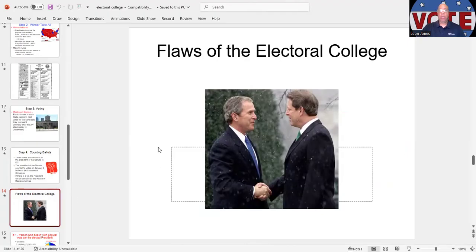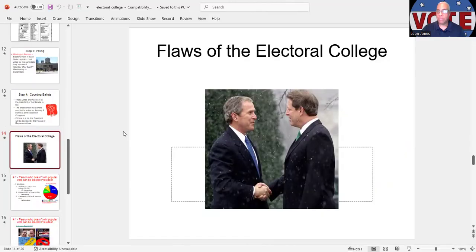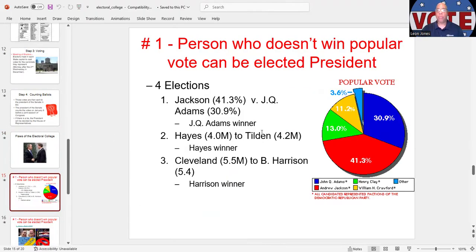Now, with the Electoral College, there are flaws with it, but that's okay. There are flaws with everything. But as long as it's effective, then we're going to keep on using it. So, again, I just mentioned this earlier. A person who doesn't win popular vote can be elected president. Now, even before the Bush-Gore election, there were other elections, this happened way back in the 19th century.